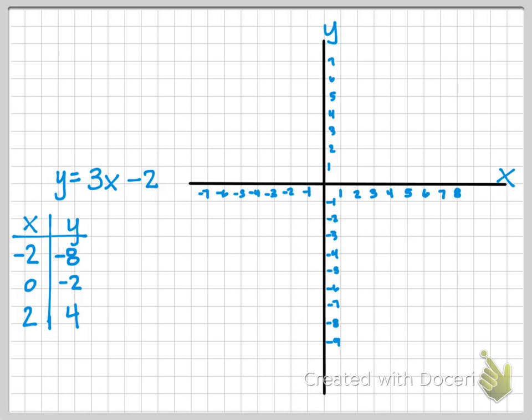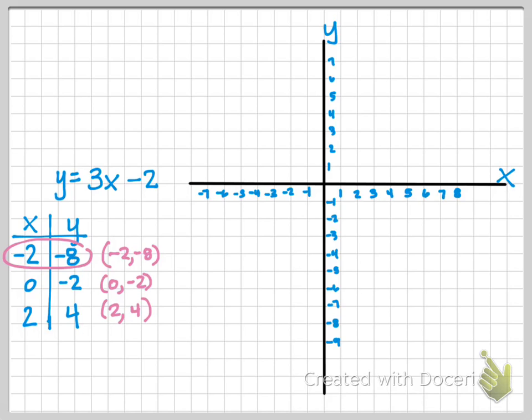Okay, so let's graph our first ordered pair. Okay, look at this x and y chart. You may say, well, I don't see an ordered pair. Okay, this is your x value, this is your y value. I could rewrite this as negative 2, negative 8 as an ordered pair. The next one would be 0, negative 2, and the last one would be 2, 4.